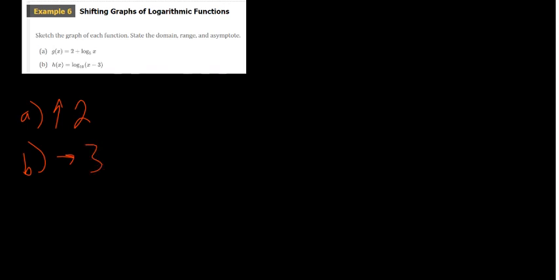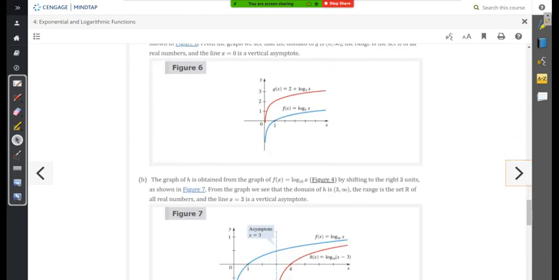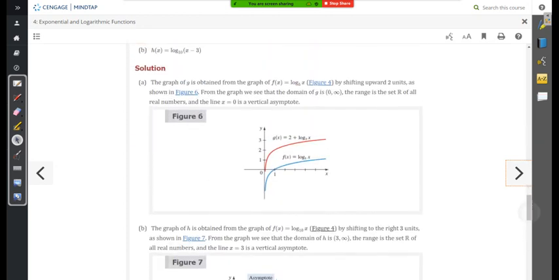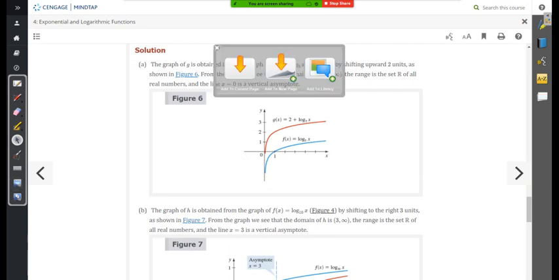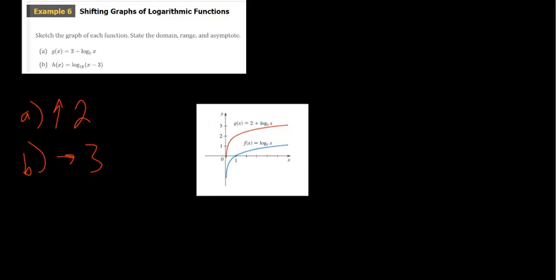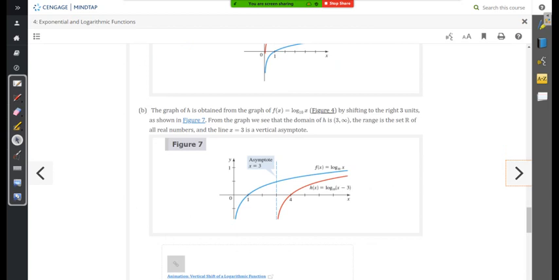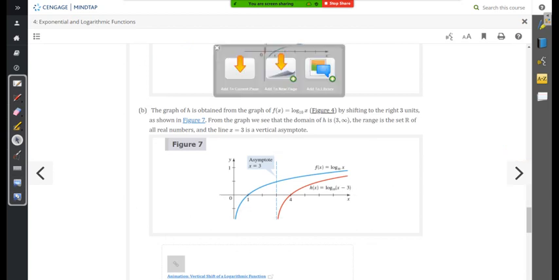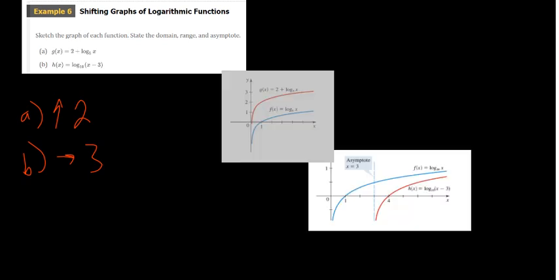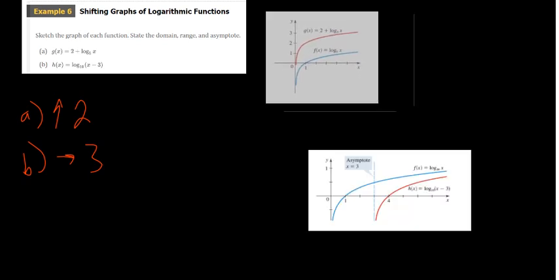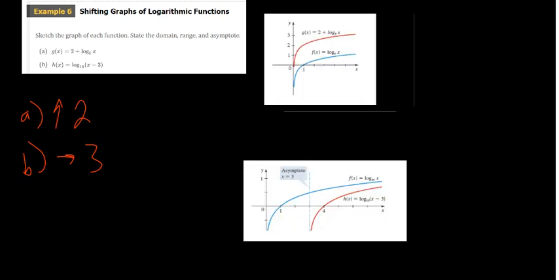So this is A, and this is B. Oh, we have to do domain, range, and asymptote. Sorry about that. Let's put A there, B here, and we'll denote that.